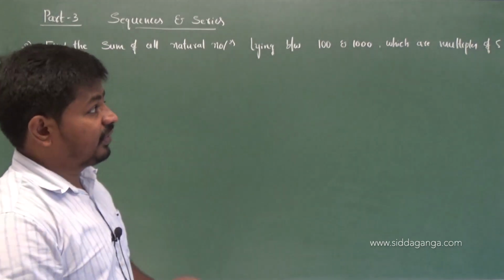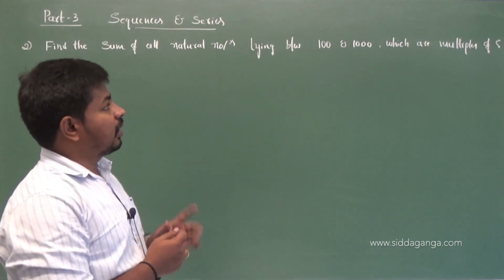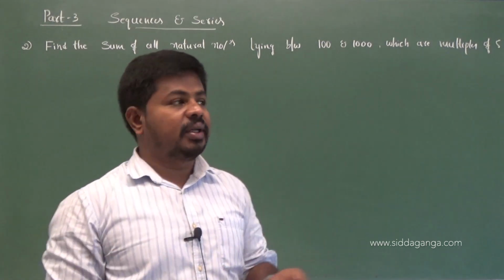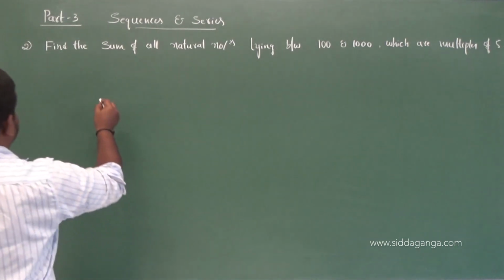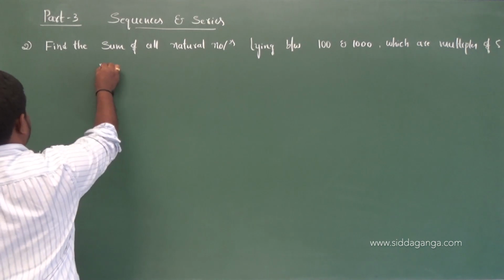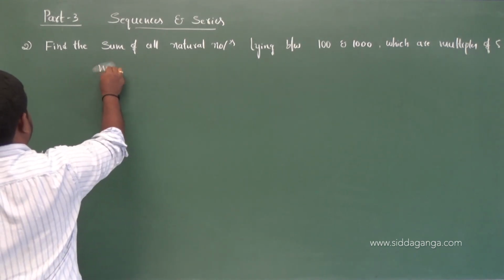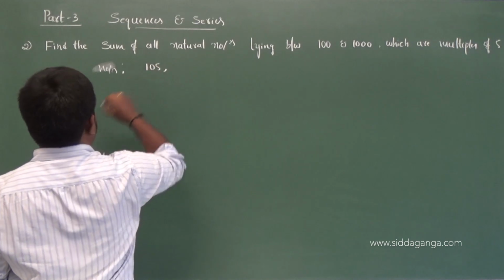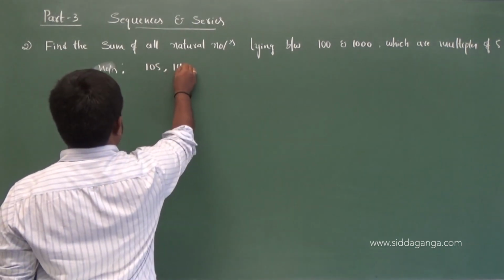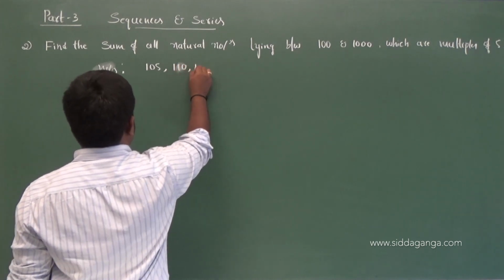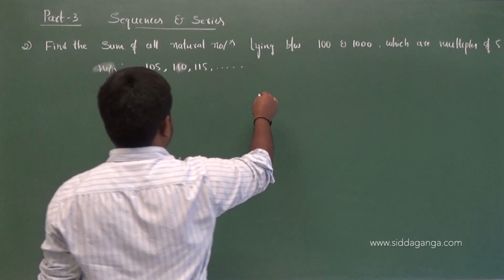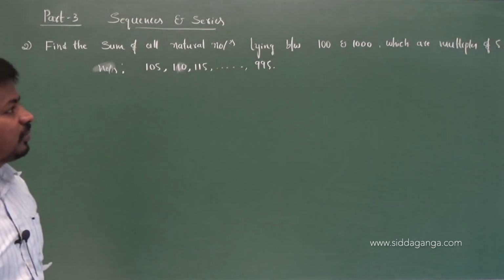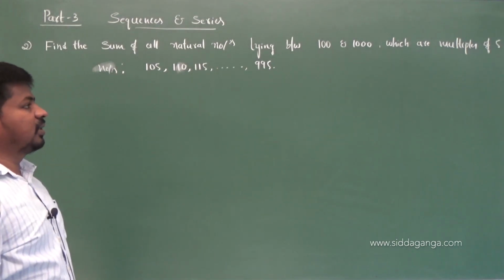So, let me write the multiples of 5 between. Here they have mentioned between, so you should not include 100 and 1000. You write the multiples of 5 in between 100 and 1000. The first number will be 105, a multiple of 5. Next 110, 115 and so on. And the last number will be 995. The last multiple of 5 between 100 and 1000 is 995.